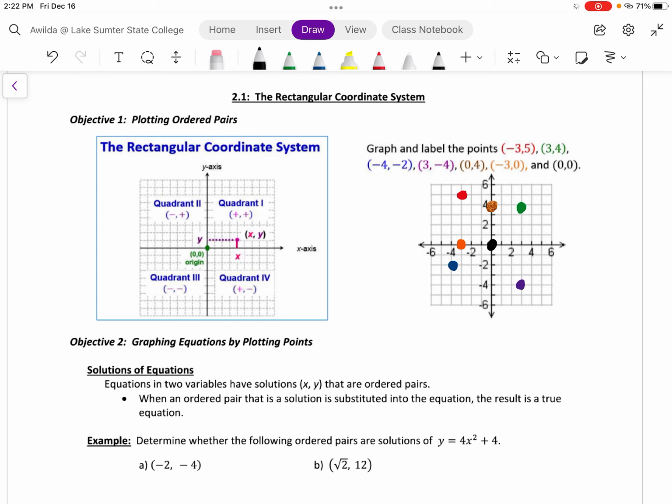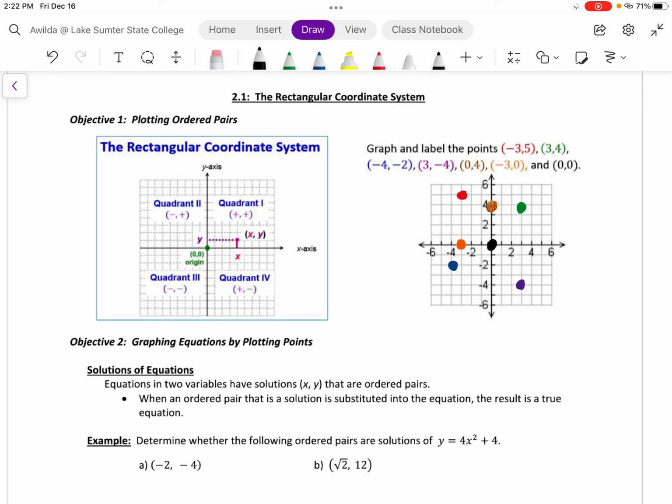So in these ordered pairs, we have the green point in the 1st quadrant, the red point in the 2nd quadrant, the blue point is in the 3rd quadrant, the purple point is in the 4th quadrant, and then we have the brownish point, which falls on the y-axis. The orange point is on the x-axis, and of course, the black point is the origin.